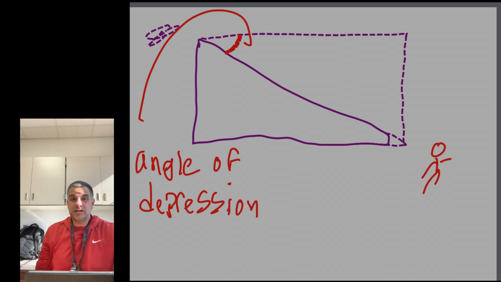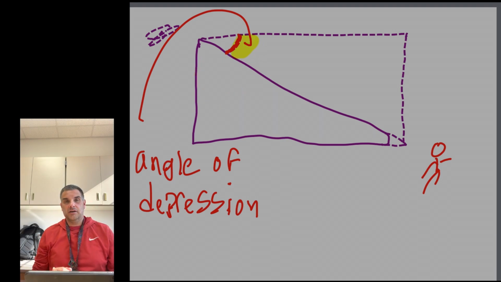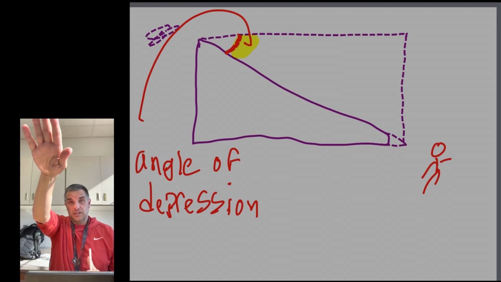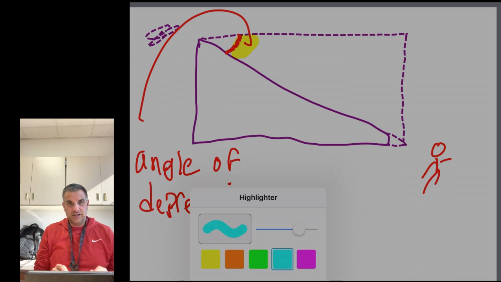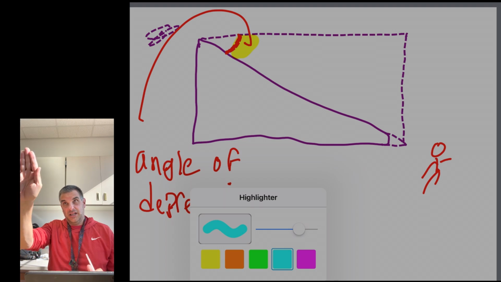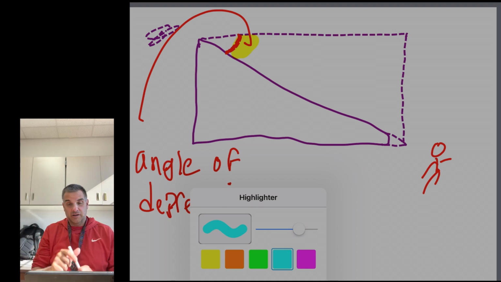The angle of depression confuses people a lot because many people point to the wrong angle and say that's the angle of depression. That's not the angle of depression. The angle of depression is this angle right here. It's parallel to the ground down to your object. And that's how this always has to be done. Now remember the angle of elevation and the angle of depression. Angle of elevation is parallel to the ground up.